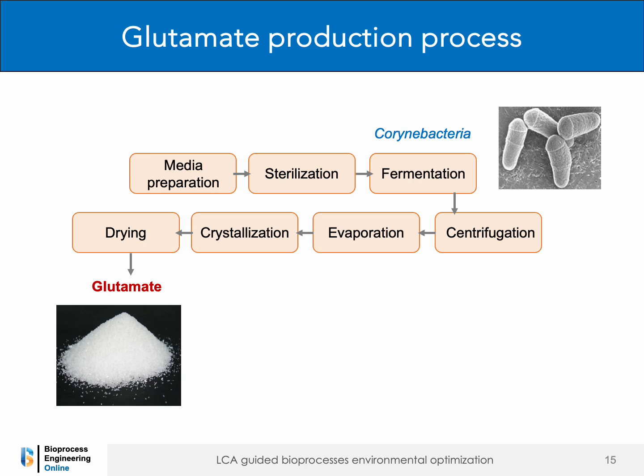Downstream operations involve centrifugation of the cellular biomass, concentration of the glutamate solution through evaporation, crystallization of glutamate, and final drying to obtain dry glutamate crystals. The residual crystallization liquor is concentrated through evaporation and valorized as animal feed or fertilizer.